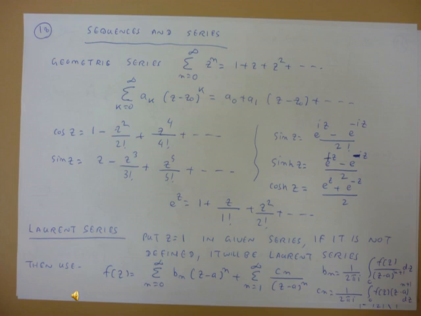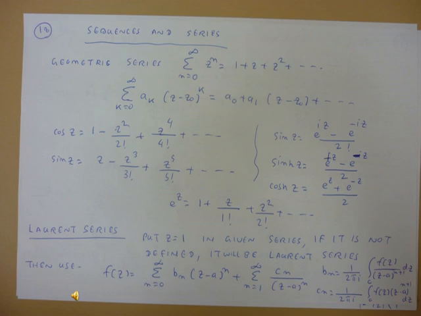So in this lesson: sequences and series, geometric series, and Laurent series. The geometric series is the summation n equals 0 to infinity z power n, which is 1 plus z plus z squared, and the generalized summation is k equals 0 to infinity a_k (z minus z_0) power k, so a_0 plus a_1 (z minus z_0), etc. So this is the geometric series.